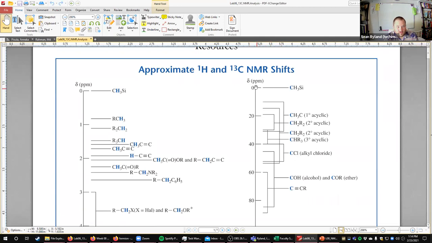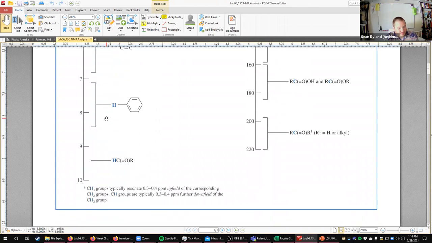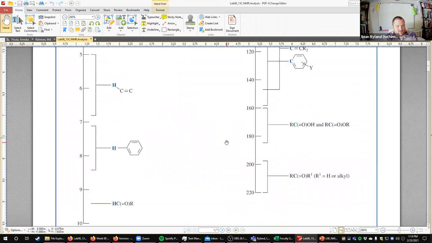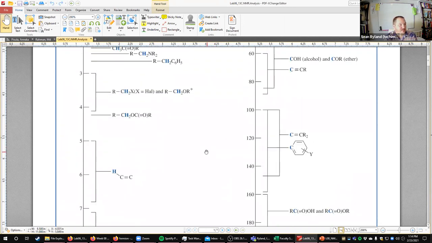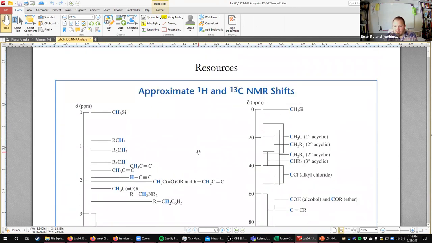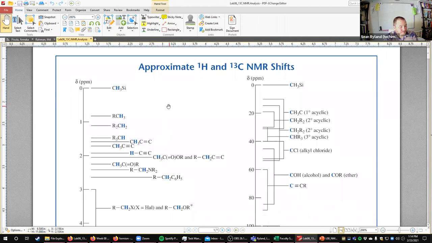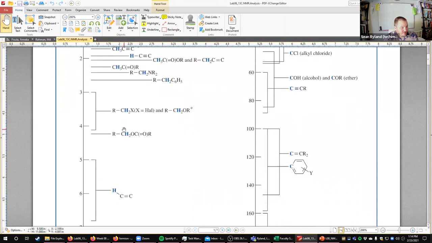The one on the right, if you look at the PPM at the top, is going to be your carbon NMR. The one on the left is your proton NMR. They condensed this as much as possible so that they could fit both of these on one page. This isn't as easy to look at as some of the others, but it does have all the same information.